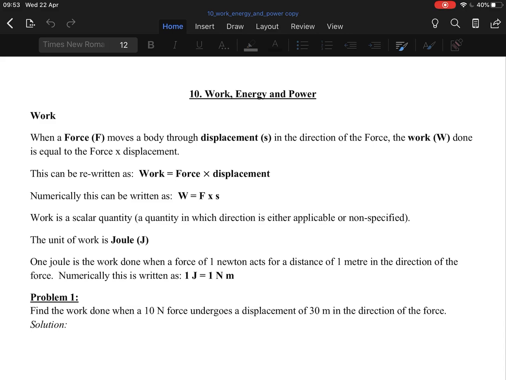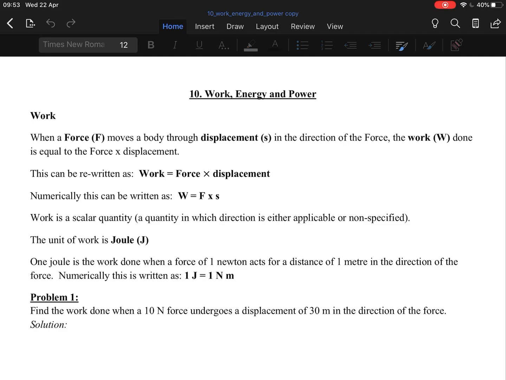Okay, so this video is just going to go through the topic of work, energy, power. So it's topic 10. This topic is important because work, energy, power tends to come up as part of another question and not so much as a standalone question. It's quite important for everything that we're going to be doing moving on to, especially circular motion and simple harmonic motion.